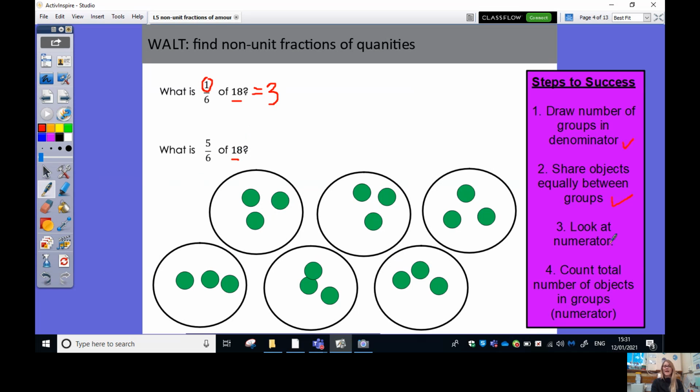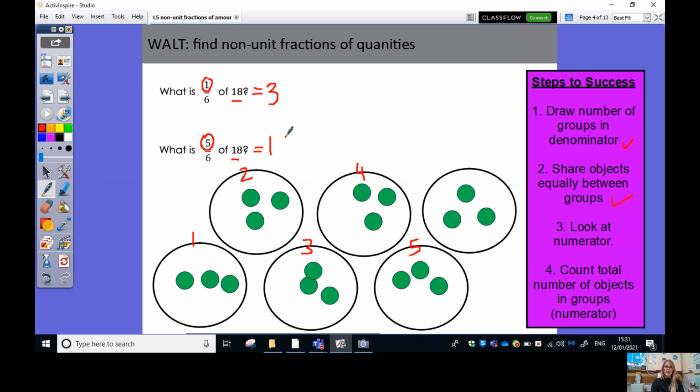But the different thing that I'll be looking at is the numerator. So if I look at my numerator this time, I have 5. So I'm looking for how many are in 5 groups. So I need to count the total number of objects in 5 of the groups. I'm just going to label them 1, 2, 3, 4, 5, so I don't get confused. Okay, so I'm going to count 1, 2, 3, 4, 5, 6, 7, 8, 9, 10, 11, 12, 13, 14, 15. So I've got 5 groups of 3. 5 times 3 equals 15.